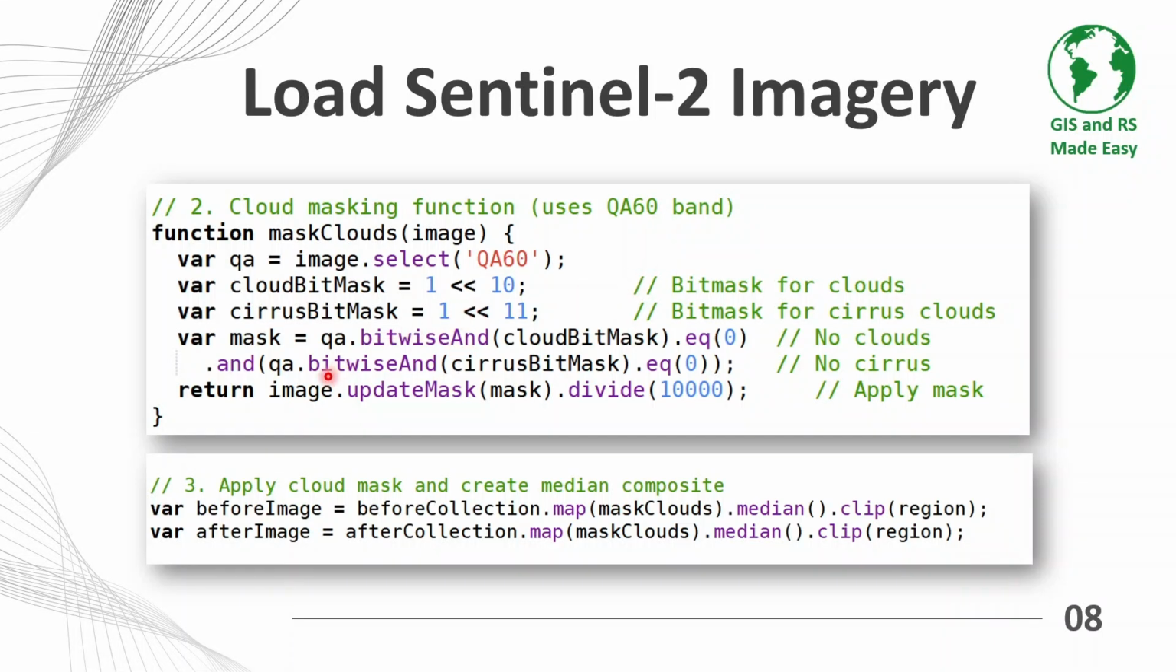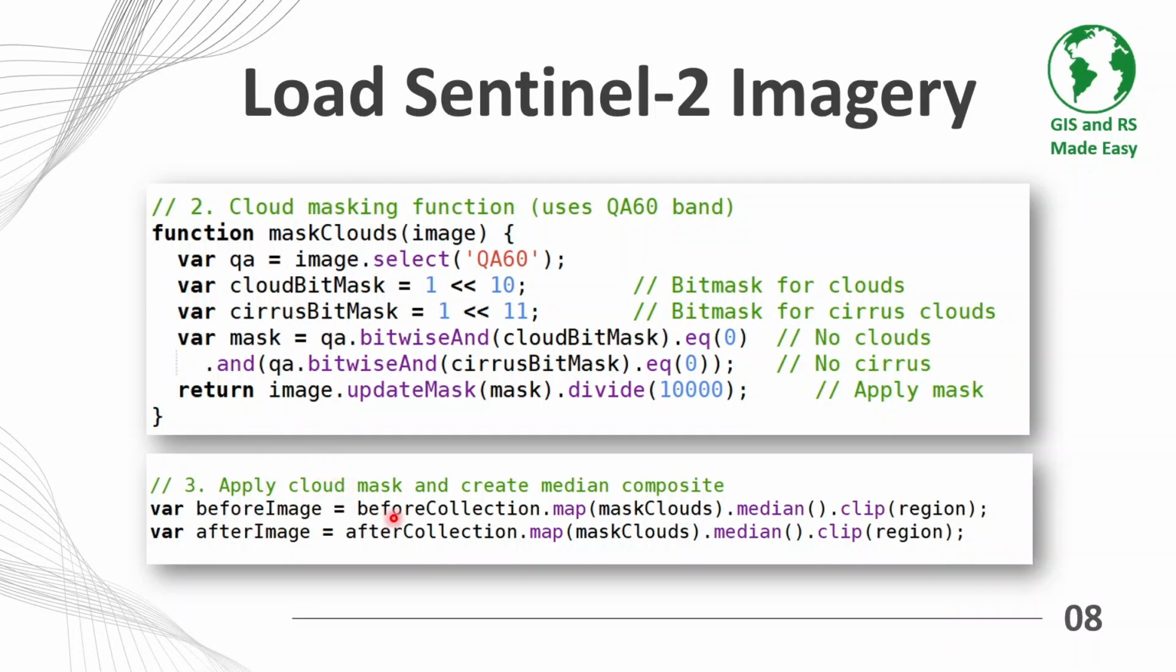Then we will use the image.updateMask function to mask out our clouds and cirrus, and finally divide by 10,000 to make the integer values between 0 and 1. This is the algorithm for masking the clouds and cirrus.